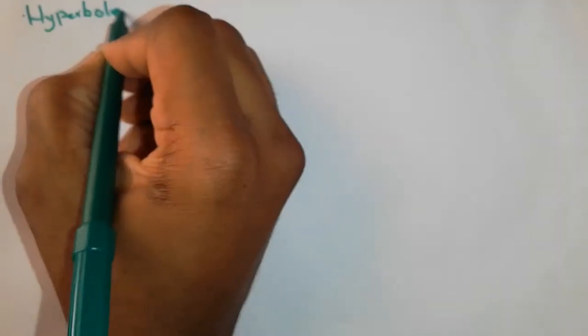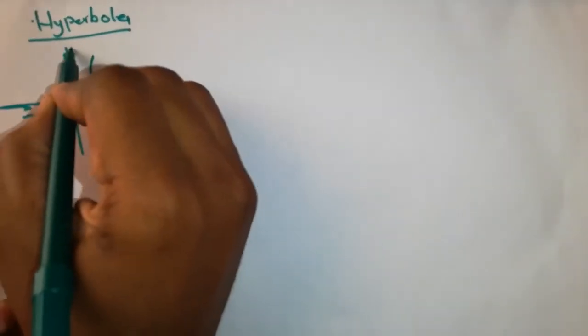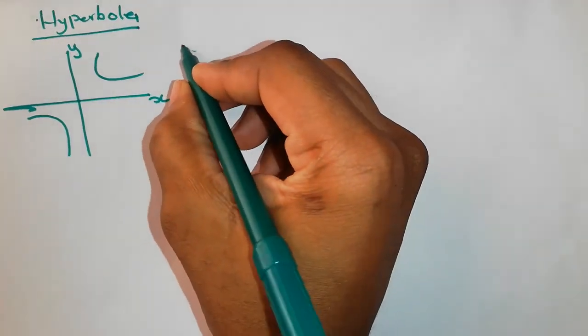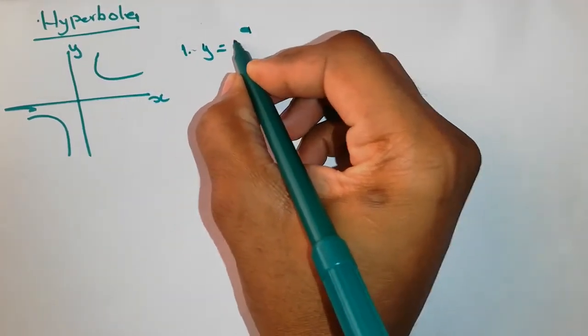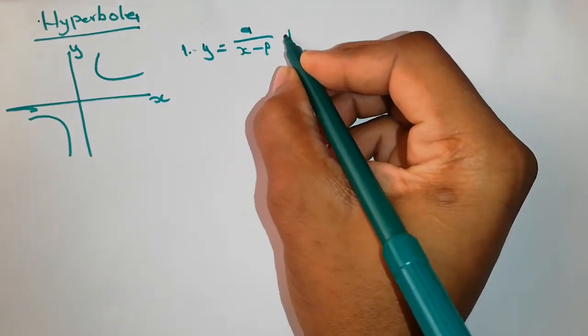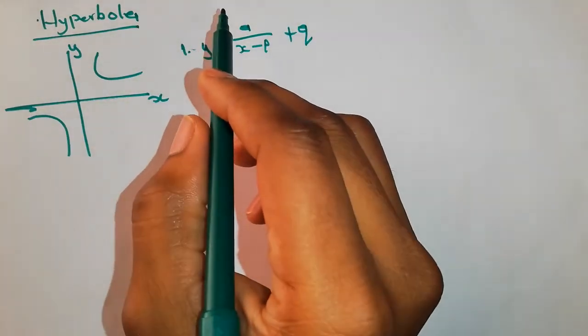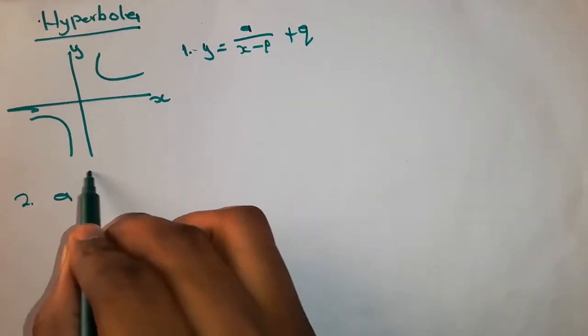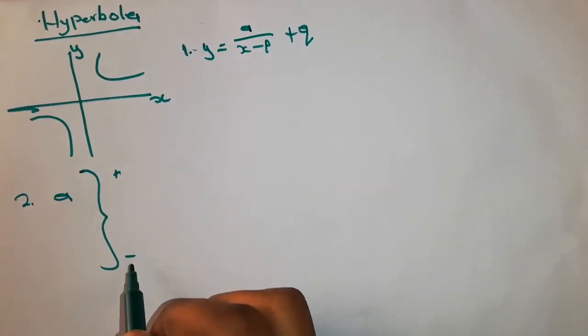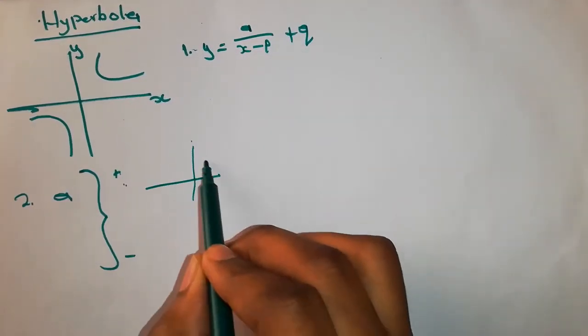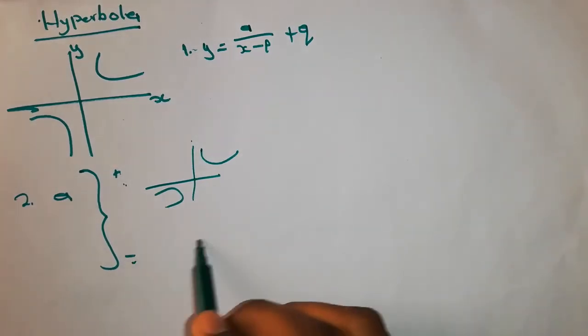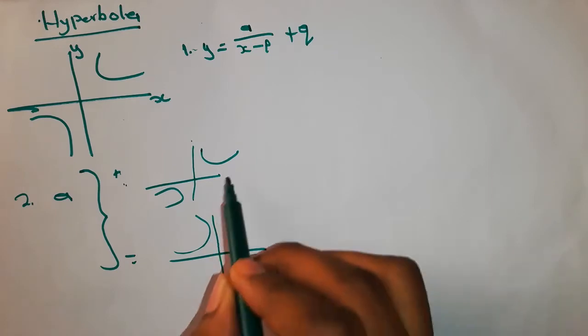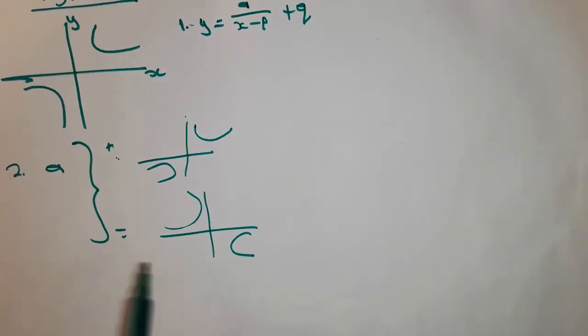Thirdly, we are looking at your hyperbolic function, which is a little bit different because there are two shapes in it. It's expressed by y equals a divided by x minus p, plus q. A again plays a very important role, because it defines the positioning of your graph. This is how it looks when a is positive, and when it's negative, it's in the second and the fourth quadrant.